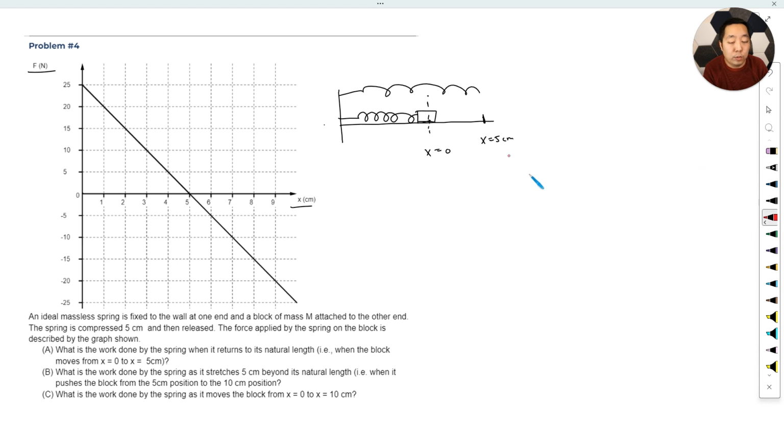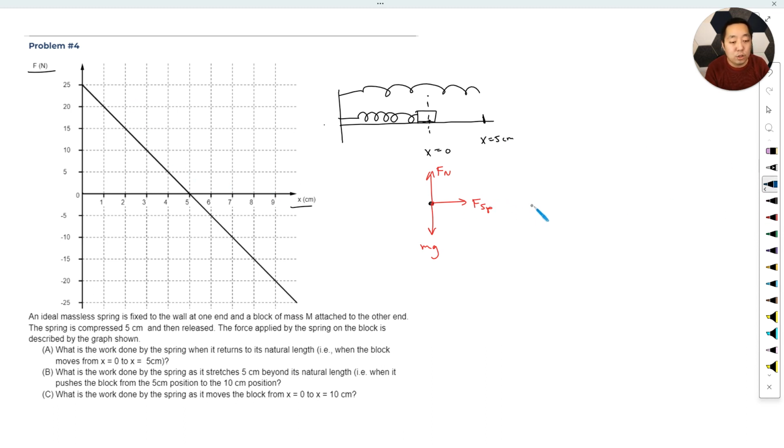So let's think about the direction. Let's draw the free body diagram. What is the direction of the force on the spring during this motion? Let's think about all the forces. We have gravity, and we have the normal force from the surface. Let's just assume it's a smooth surface, so there's no friction. And then the spring force is going to act this way. So when we go from 0 to 5 centimeters, the spring force is to the right. So we want to think about that area.